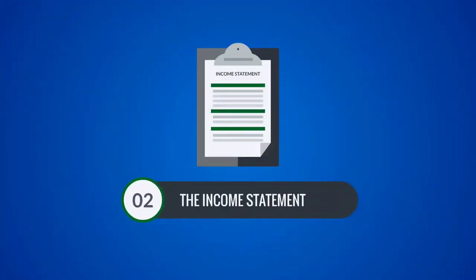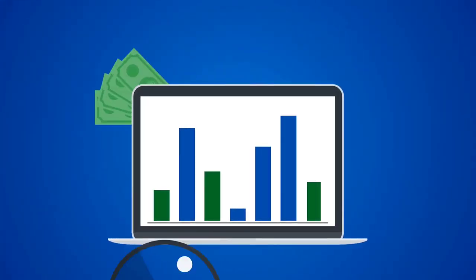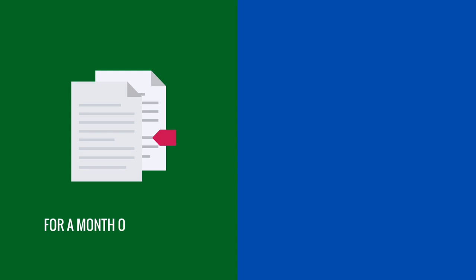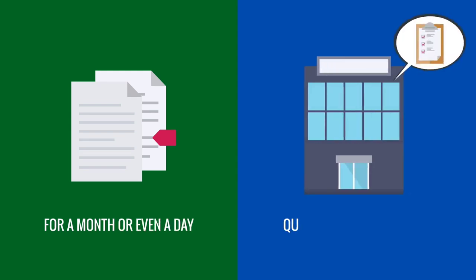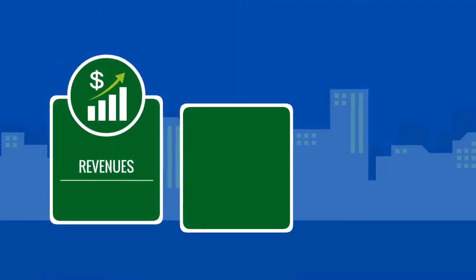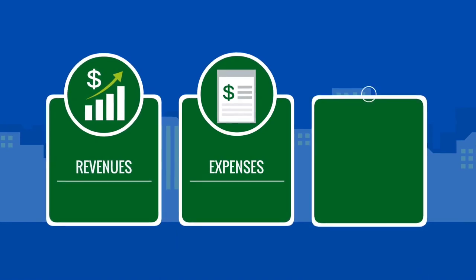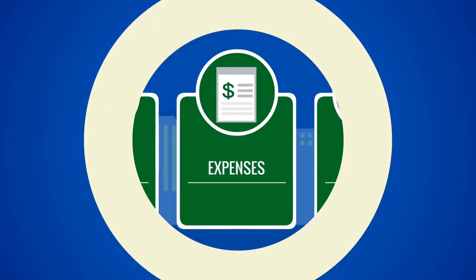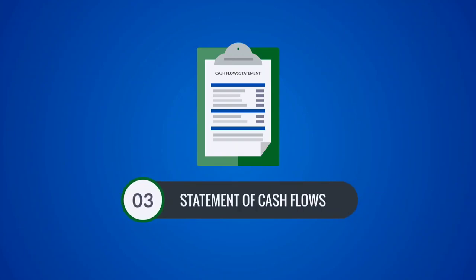The income statement. The income statement measures a company's performance over a specific time frame. Technically, you could have an income statement from a month or even a day, but you'll only see the public companies report quarterly and annually. The income statement presents information about revenues, expenses, and profit that was generated as a result of the business operation for that period.